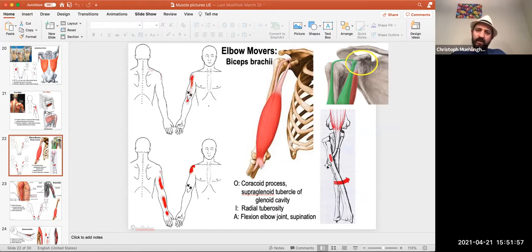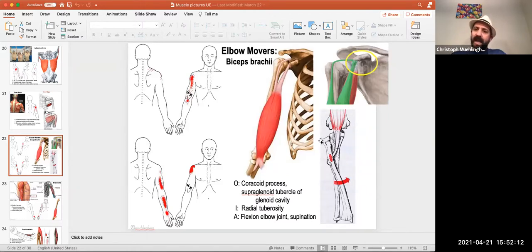So to supinate the palm, you need to have a muscle that's attached. You actually have a couple of muscles, but we'll talk about this one for that function. You have a muscle that's attached here at the radial tubercle, and then when it contracts, it turns it around and flips it back to the other side, so they're parallel again.